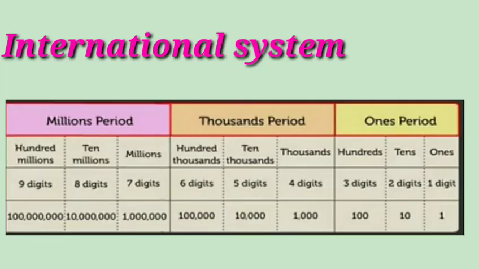Okay. This is the place value chart of international system. Children, I will repeat again the place values. Come on children, say with me. Ones, tens, hundreds, thousands, 10,000s, 100,000s, millions, 10 millions, 100 millions, billions. Okay, do you understand?